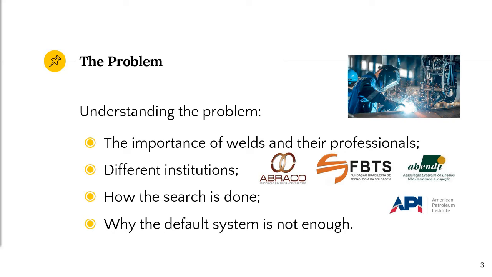There are different institutions, like these 3 Brazilian institutions and the American Petroleum Institute, and each institution has its own web page to search for certified professionals. The institutions use simple search methods like substring equality. This simple search method does not work well for our study, because the names and registration numbers of professionals from optical character recognition can have some errors of detection.